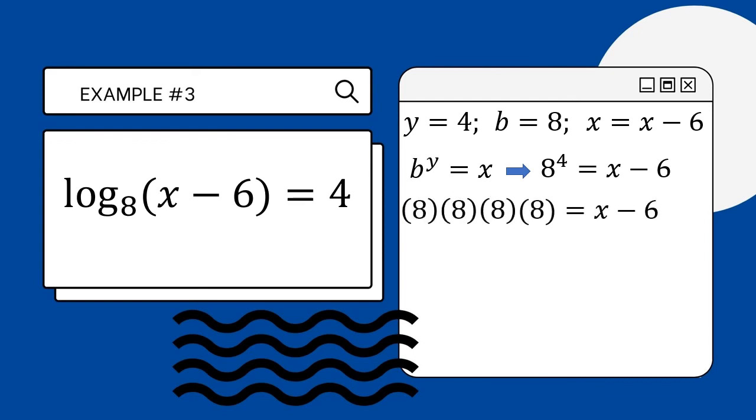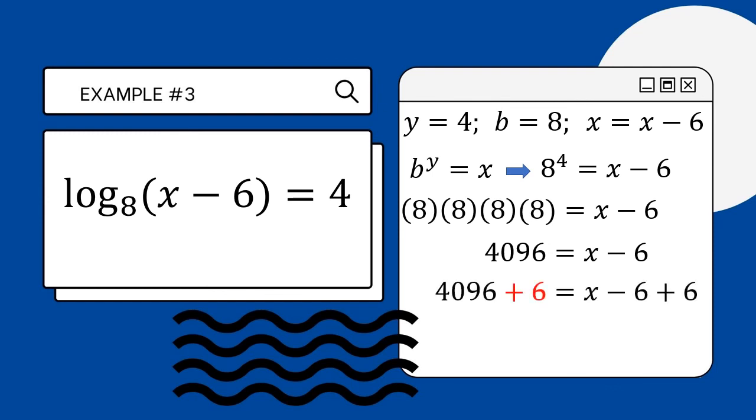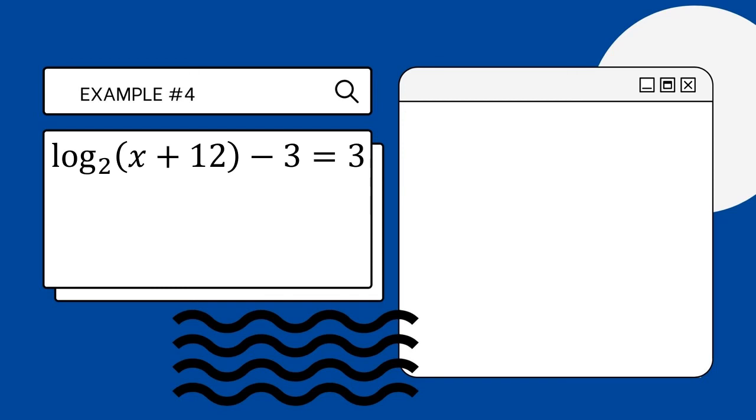Then, let's add positive 6 on both sides. So, we will get x is equal to 4,102. Number 4, logarithm of x plus 12 base 2 minus 3 is equal to 3. Let's add 3 on both sides. We'll get logarithm of x plus 12 base 2 is equal to 6.